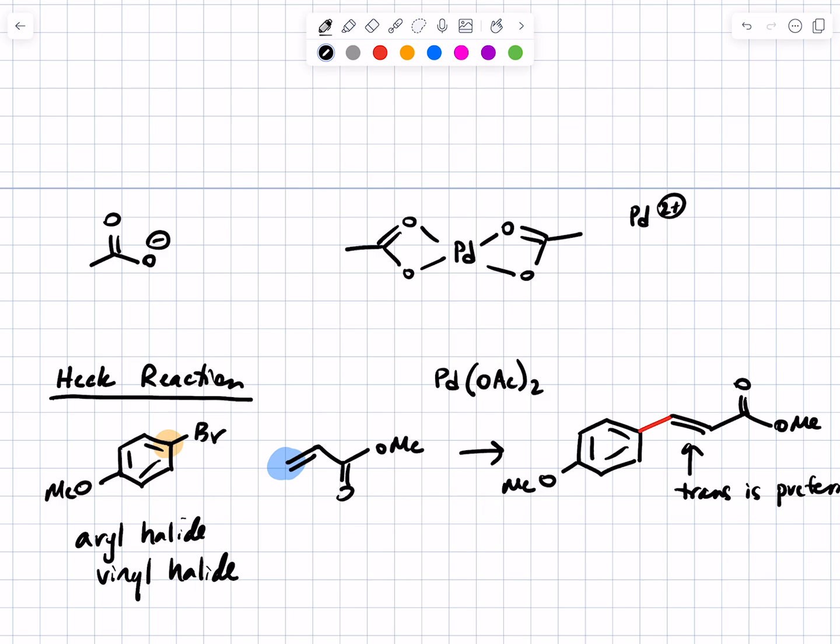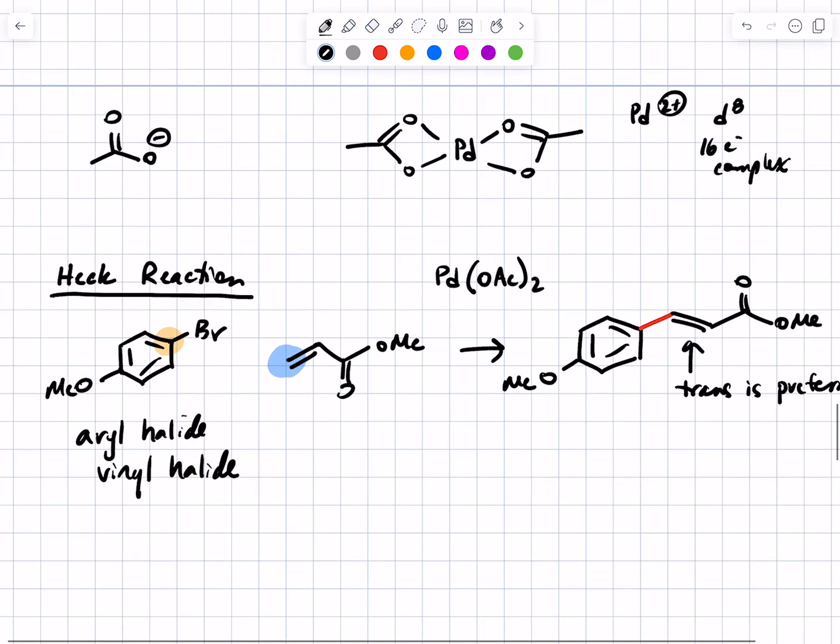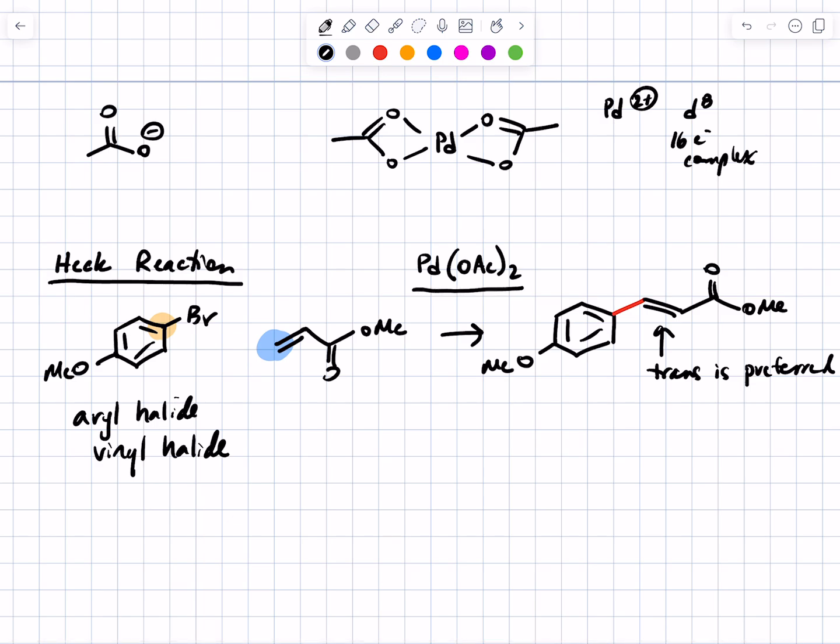Palladium normally has 10 electrons, so this is a d8 metal, with 2, 4, 6, 8. That's a 16 electron complex. Now, that's what you start with. Your source of palladium in some of these reactions doesn't have to be the same as the catalyst. Sometimes people actually build the catalyst ahead of time and then put it into the reaction. Other times they just dump in the reagents to make the catalyst in the reaction and things work out. And the Heck reaction is one of those. So you start with palladium 2.